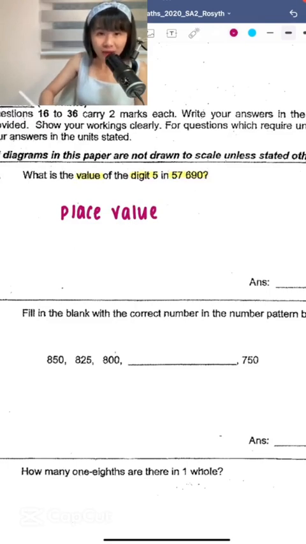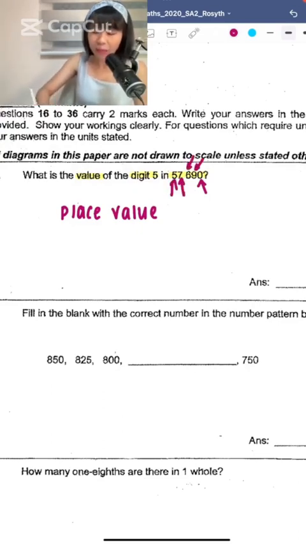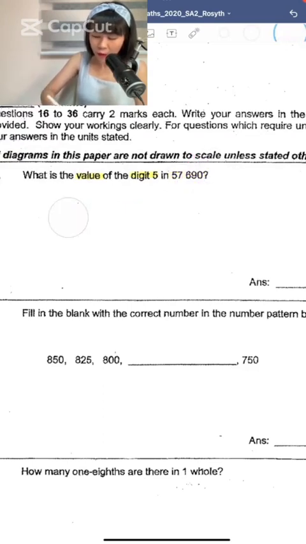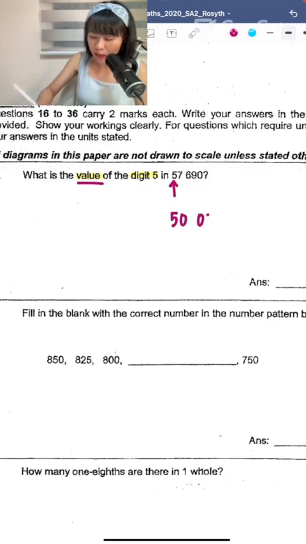If they ask for place value, then they are asking things like, is this at the ones place, tens place, 100 place, 1000 place, or 10,000 place? Okay, so that is place value. But when they ask you for value, then it's about numbers. In this case, your 5 is actually in your 10,000 place, which means it's actually 50,000. That is the value of the 5 inside here, 50,000.